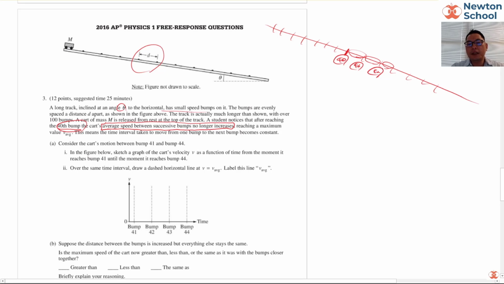Okay, that means before this, the average speed is probably getting faster and faster at each bump. Once you reach 40, this average speed is constant, I guess, throughout after. Okay, this means the time interval taken to move from one bump to the next becomes constant. So for example, if this takes 1 second, 1 second, 1 second, probably here it should take longer. So maybe this takes 2 seconds, 1.8 seconds, something like this.